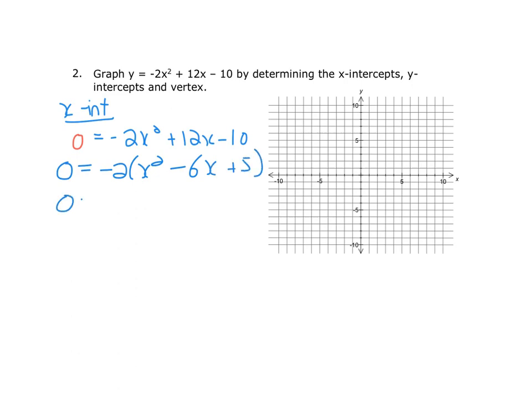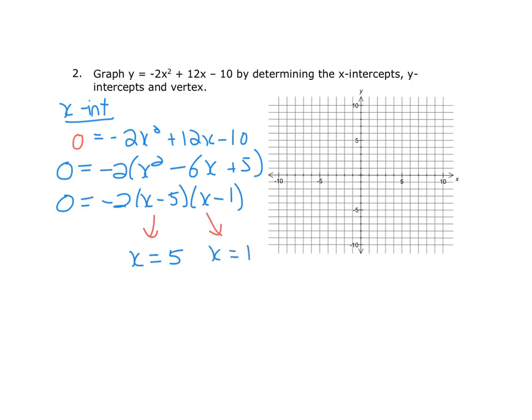And now I have this trinomial that I'm going to factor. I want two numbers that multiply to positive 5 and add to -6. So those are -5 and -1. My factors are going to be x minus 5, x minus 1. And now I take my two brackets, my factors only, and I set those equal to 0. So I get x equals 5 and x equals 1.